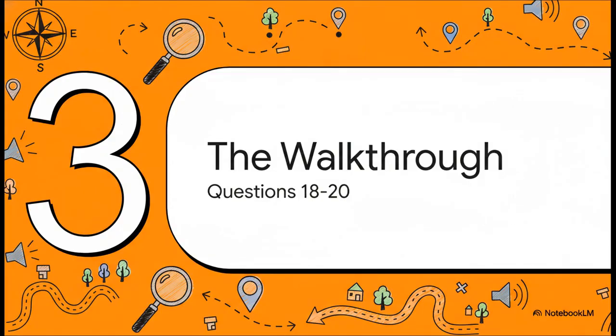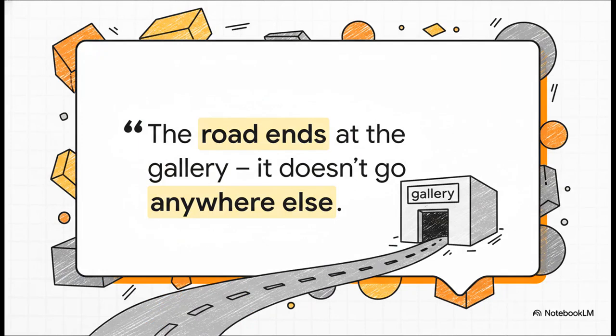We're halfway through. Let's keep that momentum going with the final 3 locations. We'll use the exact same skills, focused listening and careful map reading. Okay, number 18 is the Contemporary Art Gallery. For this one, you really need to listen to how they describe the road. The key phrase is, the road ends at the gallery, it doesn't go anywhere else. In other words, we're looking for a dead end.